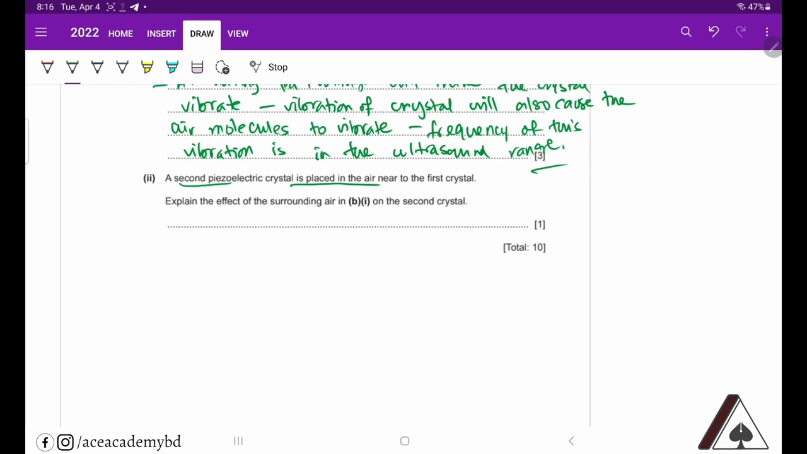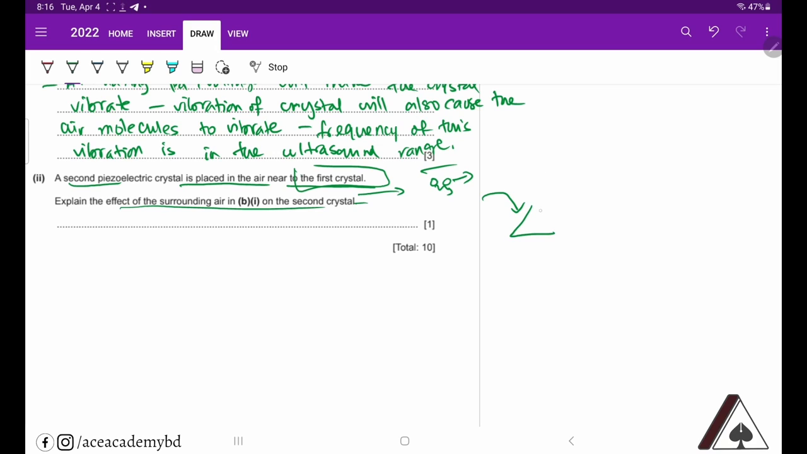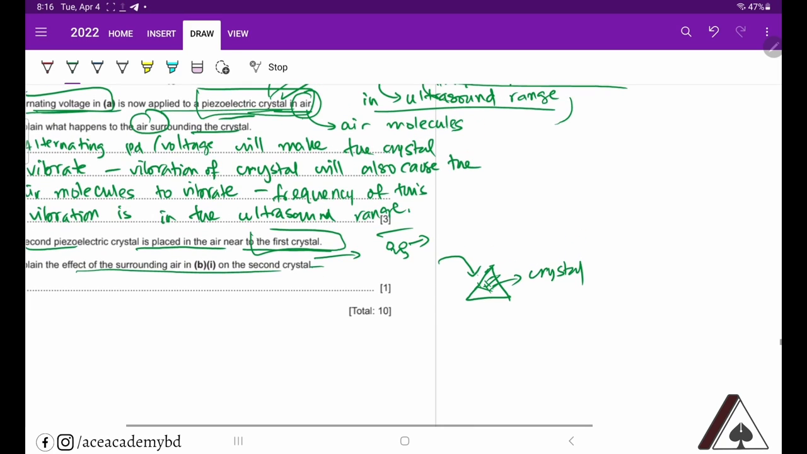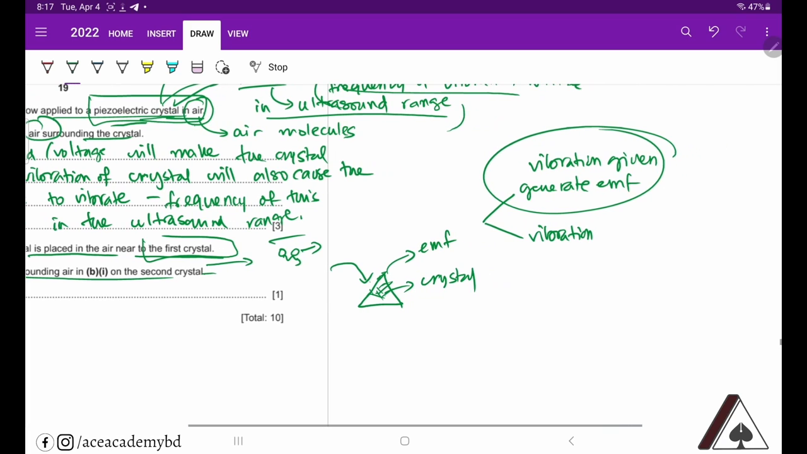Next, it says the second piezoelectric crystal is placed in the air near the first crystal. Explain the effect of the surrounding air on the second crystal. Now, since the air molecules are vibrating, this vibration will be transferred to the other piezoelectric crystal. For example, another crystal is over here, so this vibration will move on to this crystal. Whenever it experiences this vibration in the ultrasound range, it will in turn generate an EMF, because a piezoelectric crystal can both generate an EMF and vibrate. Whenever a vibration is given to the crystal, it generates an EMF, and whenever we give an EMF to the crystal, it will vibrate. That is basically the property of a piezoelectric crystal.